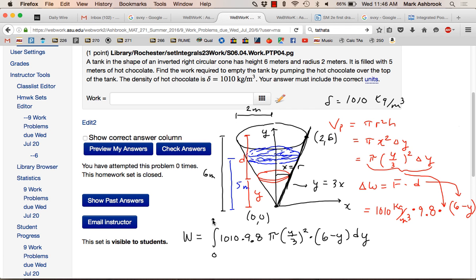0 to 5. It only goes up to 5, right? So when we're doing the limits of integration, we're asking which pancakes, what y values are the pancakes that we want? So we want pancakes starting at 0 all the way up to 5. That's where the chocolate milk is. So they range from 0 to 5. Okay, questions on that one?